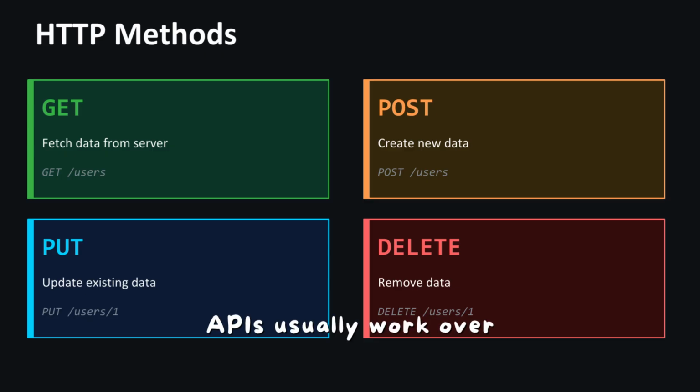APIs usually work over something called HTTP. And HTTP has different methods, also called verbs. GET: you are asking for data, like give me the list of products. POST: you are sending new data, like create a new user. PUT: you are updating existing data, like update my profile. DELETE: you are removing data, like delete this post. These 4 methods cover almost everything you will ever do with an API.